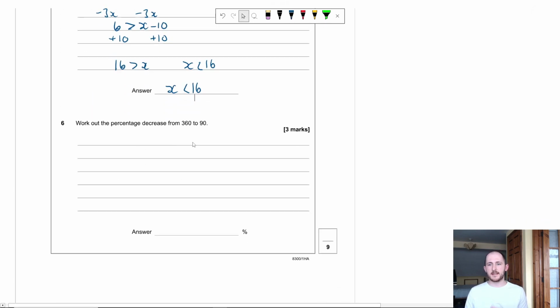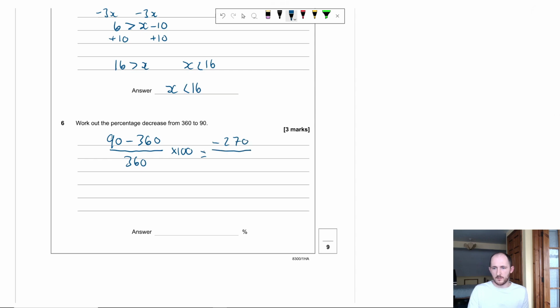Then it says work out the percentage decrease from 360 to 90. So percentage decrease is just the same as percentage change, except it's going to be negative. You take the new number, 90, you subtract the old number, 360, and divide it by the old number, and you times it by 100. So 90 minus 360 is minus 270 over 360.